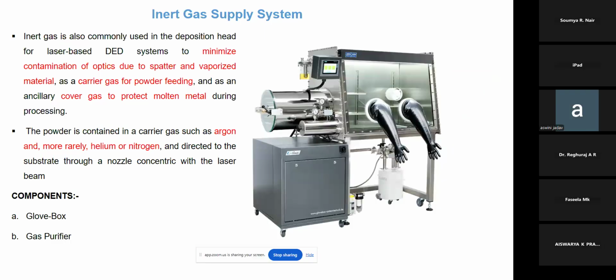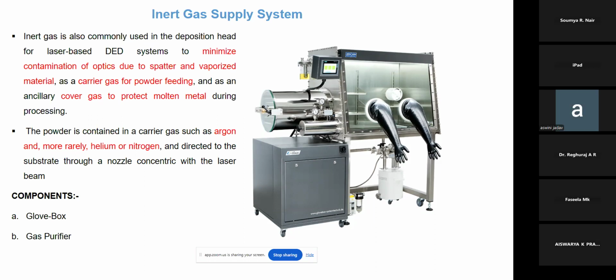The next system which is available in the laser DED machine is an inert gas system, because in order to avoid contamination or scale formation, you have to maintain an inert environment. Then only the melting will happen in a controlled atmosphere, so you can avoid scatter and scale formation. So the process will happen inside the chamber. The chamber we call the inert gas supply system or a glove box unit.